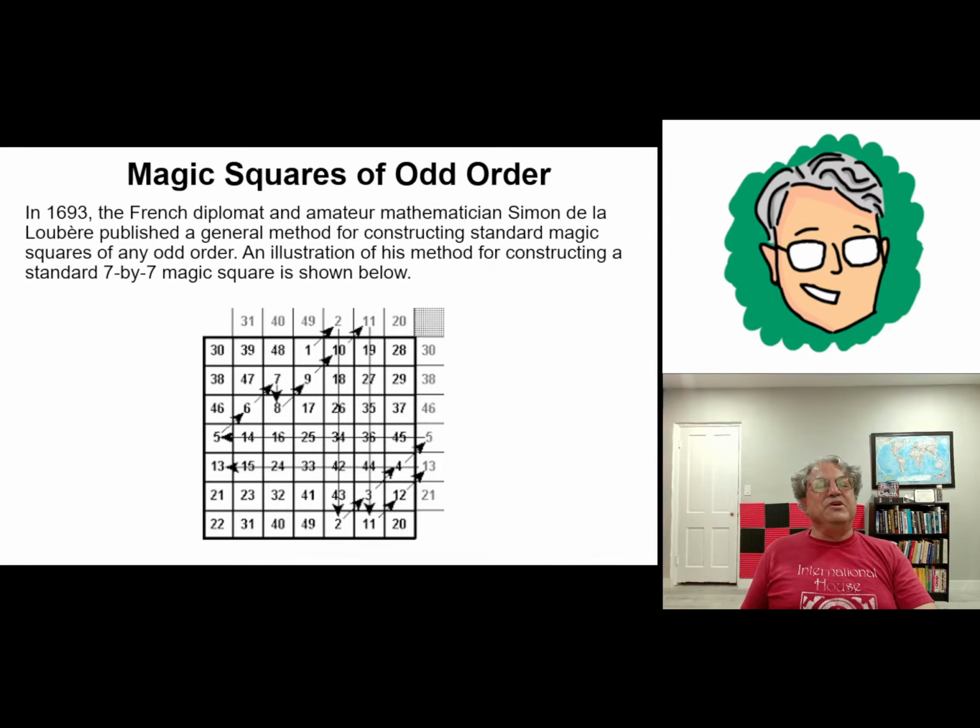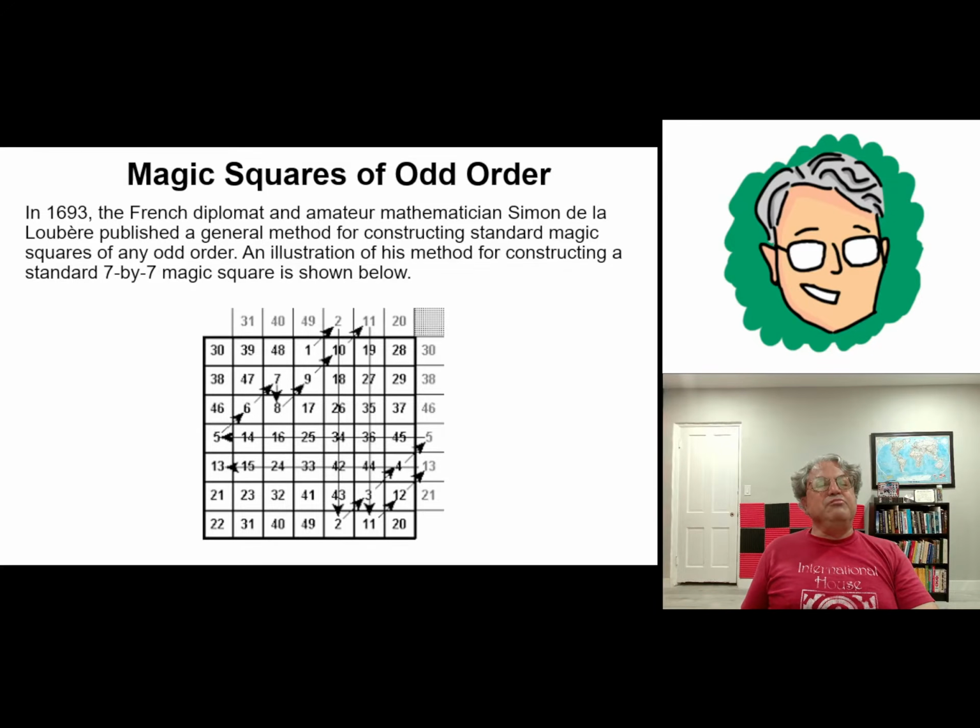I could have said a lot more about magic squares, but I'm just going to finish by telling you about a way to construct an arbitrary magic square of odd order. And this was first described in 1693 by a French diplomat, pretty famous French diplomat. He was also an amateur mathematician. His name was Simon de La Loubere. I think he worked for the King of France at that time.